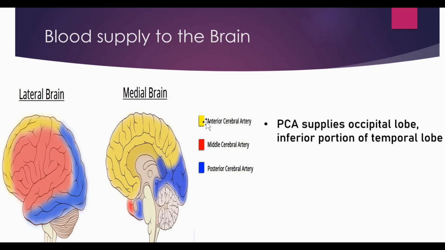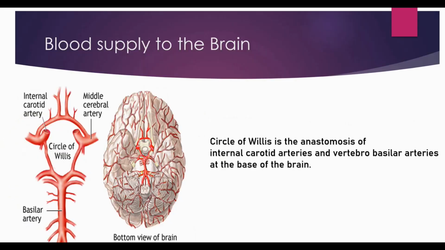So the anterior cerebral artery and middle cerebral artery arise from the internal carotid artery. The ACA supplies the anterior and the medial portion of the brain, whereas the MCA supplies the lateral brain, whereas the posterior cerebral artery supplies the posterior portion of the brain, that is the occipital lobe and inferior portion of the temporal lobe, which is colored blue. Now, finally, the circle of Willis.